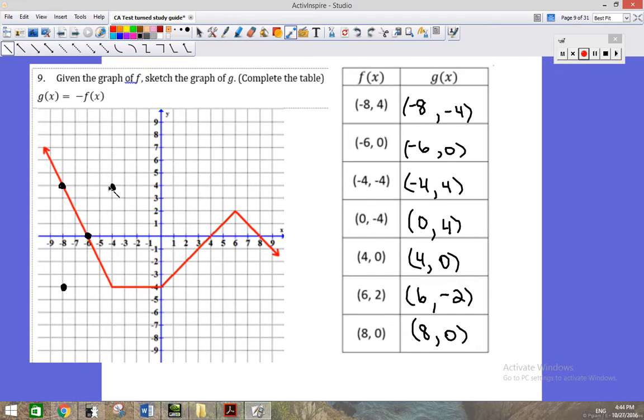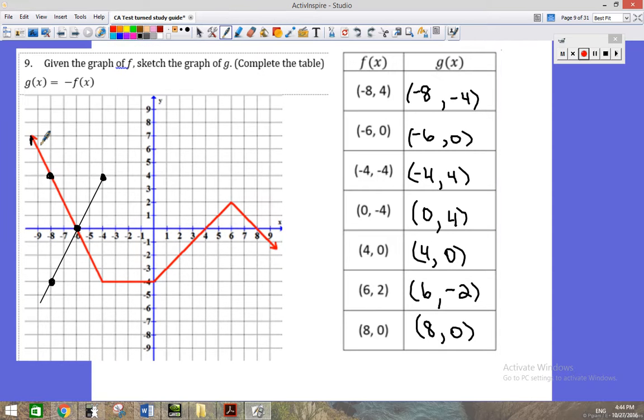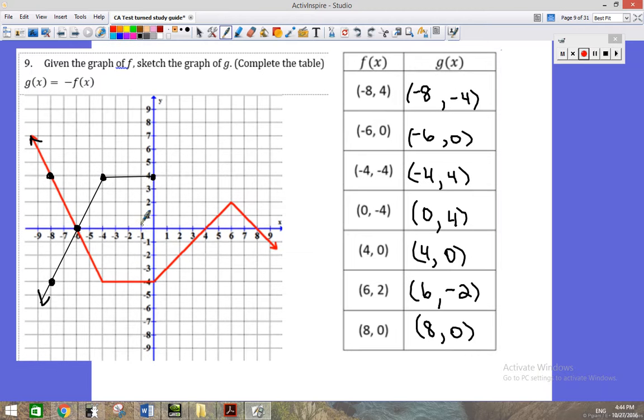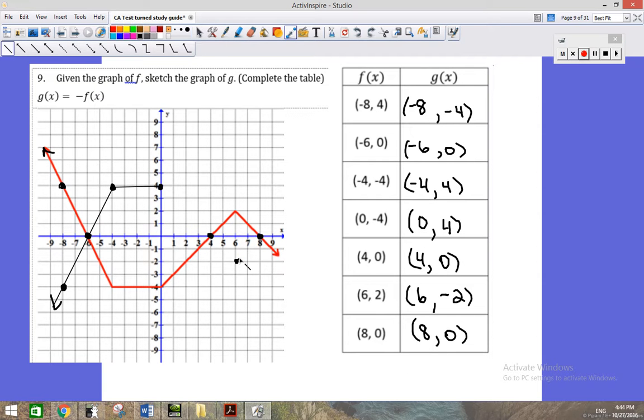So this guy that was going up like that is now going down like this. Here you were going down 4 units. Well, now you're going up 4 units. So that horizontal line got reflected across the x-axis. It was down below, now it's up above. And this x-intercept stays the same. You went up 2, well now you're going to go down 2. And this x-intercept stays the same. So this is a reflection across the x-axis.